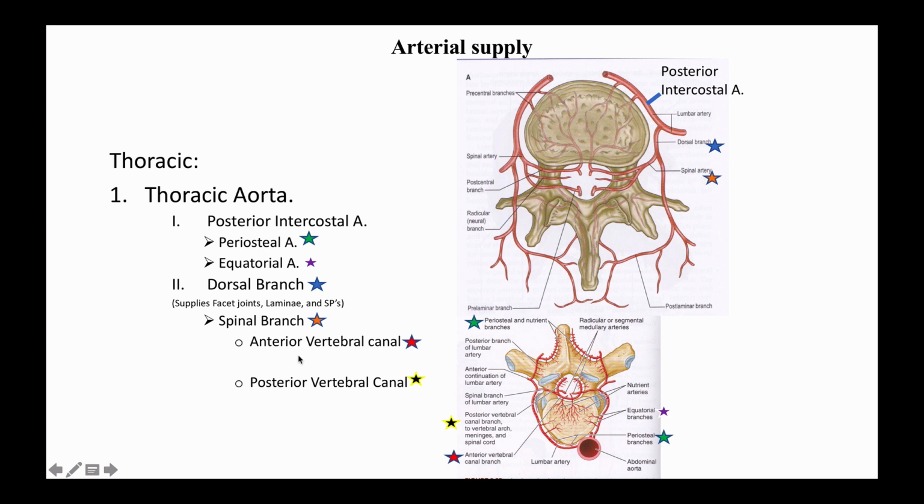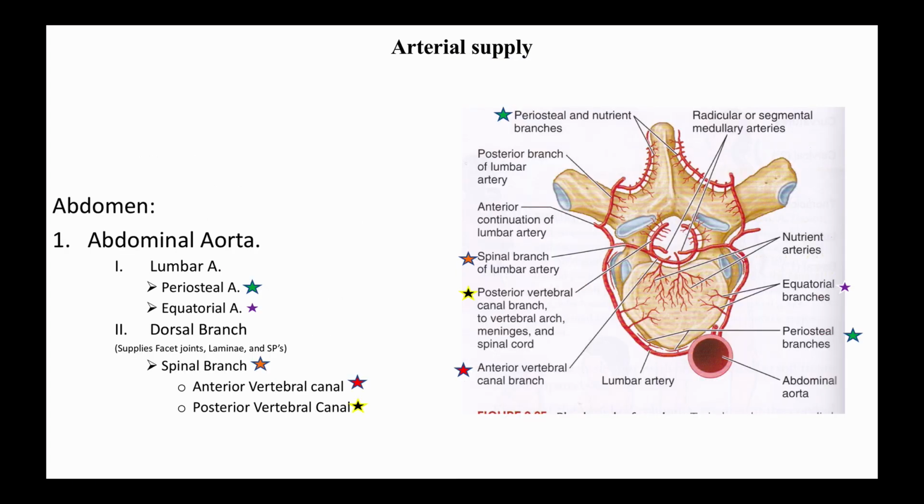It will give off the anterior vertebral canal artery and the posterior vertebral canal artery. Here's a better picture of these things. Here we're going to see the anterior vertebral canal branch. Our spinal branch comes on in through the intervertebral foramen and gives off an anterior vertebral canal branch. There that is, which will go in and supply the body of the vertebra. And then you also have the posterior vertebral canal branch, which will go back and supply more of this pedicle and lamina area.